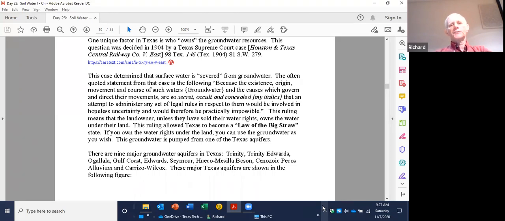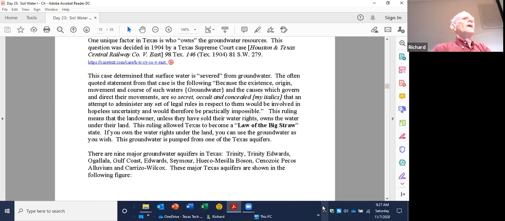This ruling allowed Texas to become the law of the big straw state. If you own the water rights on the land, you can use it. The groundwater is pumped from one of the Texas aquifers. So if you own the land, you own the water underneath it. We call it the law of the big straw because it doesn't matter how big or small your well is, you can pump that water as long as you can get it.